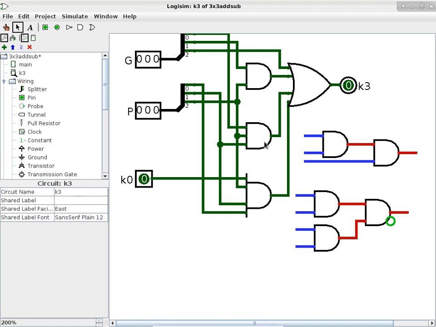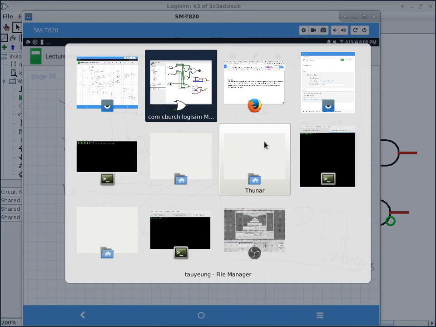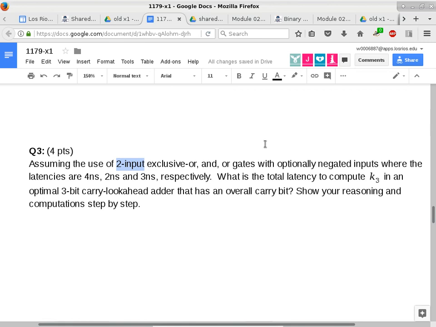So in the question it asks, what's the total latency to compute K3 in an optimal three-bit carry adder? Yep. Is the word optimal describing breaking up the gates there? In which question? In this one? Question number 3? Right. What is the total latency to compute K3 in an optimal... Given the constraint of two-input gates, because you can always make it less efficient. Isn't that what breaking up the gates is? That increases their latency? Correct. But somebody can break up the gates in a way that is even less efficient than what we have here. Okay, I'll show you exactly what I mean by that.